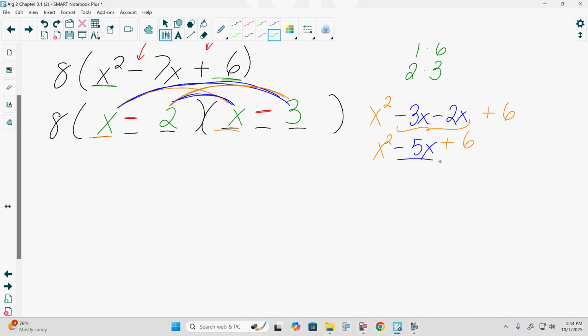Is that the middle term we wanted? No, we wanted it to be what? Negative 7x, yes? Even though this isn't the correct setup, our first and third terms are still the same. We still got x squared, we still got positive 6.